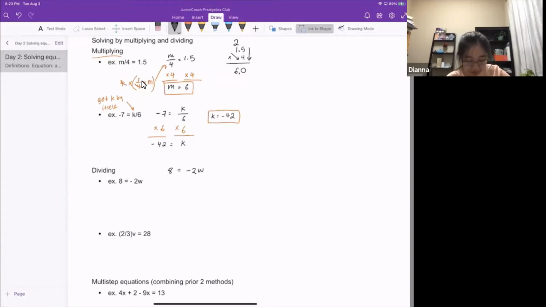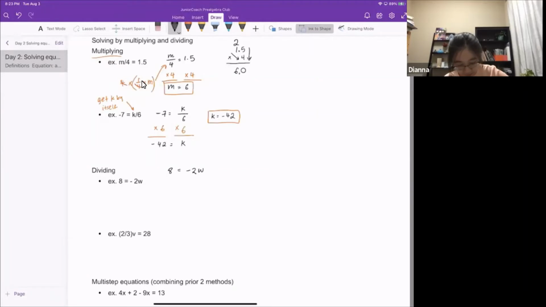Usually I don't write the division symbol. I just write a huge line. And that tells me that I'm dividing both sides. But I'll do the division signs for now, just so it's more obvious. So -2 divided by -2, right, is 1, because any number divided by itself is going to be 1. So this is going to be W.